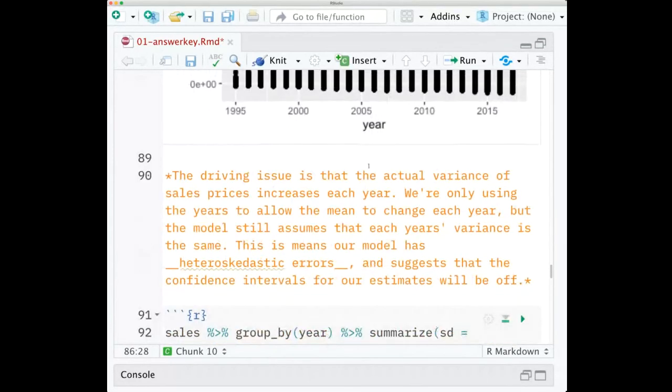As you see here, the driving issue is that the actual variance of sales prices increases each year. So if you take the mean of that year, the variance around that mean is going to increase as you go through time. We're only using the years to allow the mean to change, but the model still assumes that each year's variance is the same. This is the cause of heteroscedasticity. We're assuming that all the years have the same variance when in fact they don't.